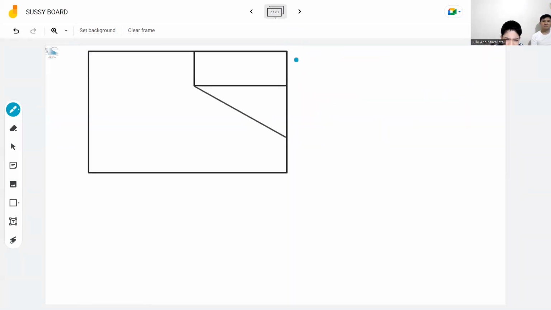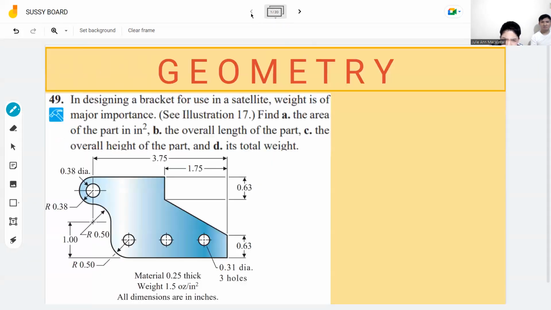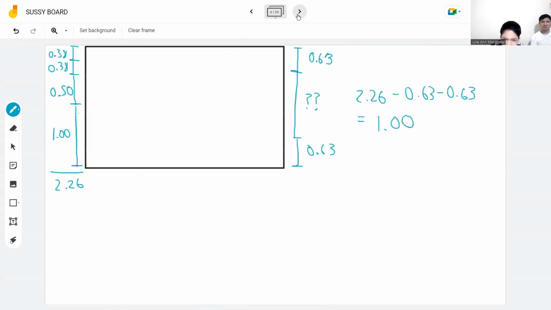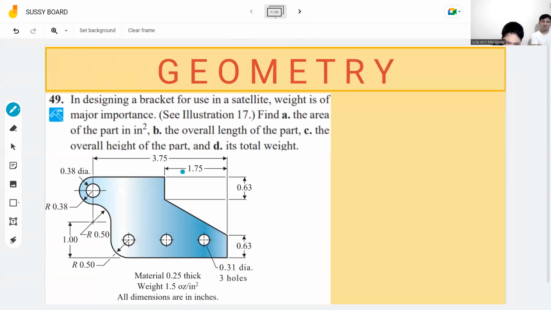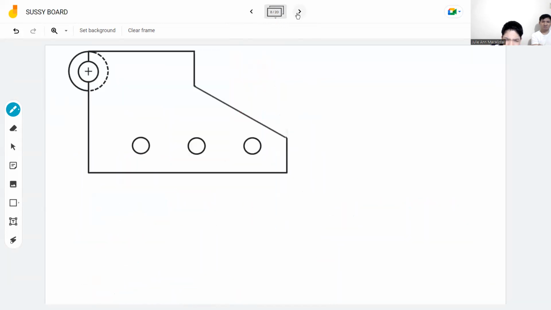So next decomposition. In the figure, just trust me, I guess. So this is 0.63. These are the two 0.63s. So now we know this to be 1.00. We just found that out. And then another new fact we'll be using is 1.75 is the length of that triangle.